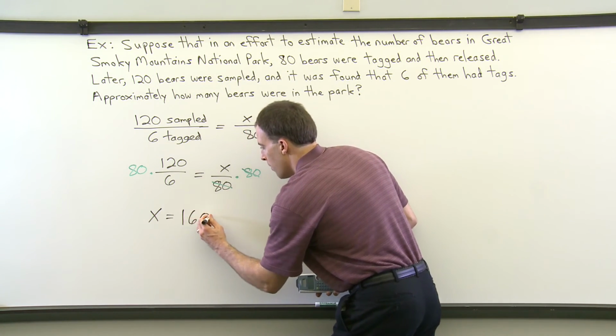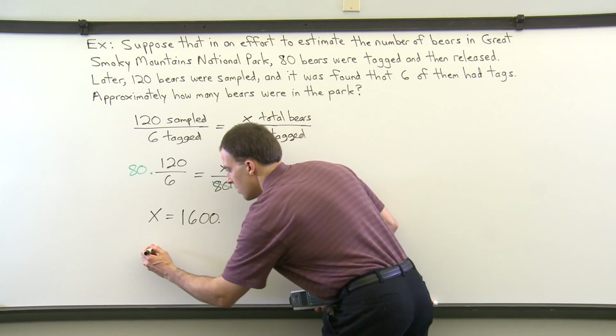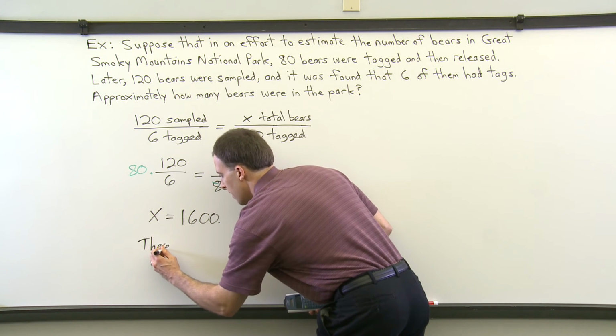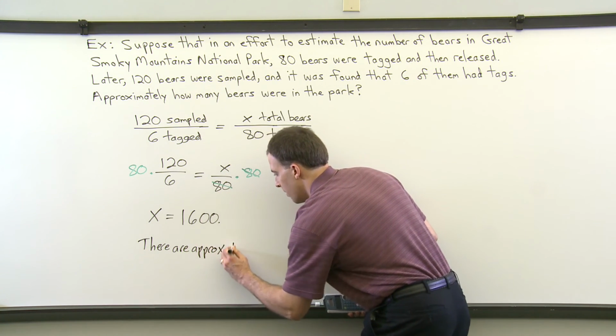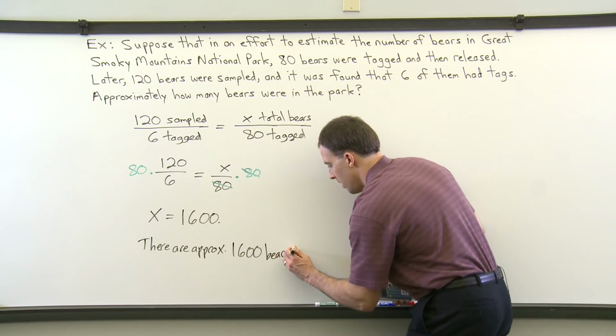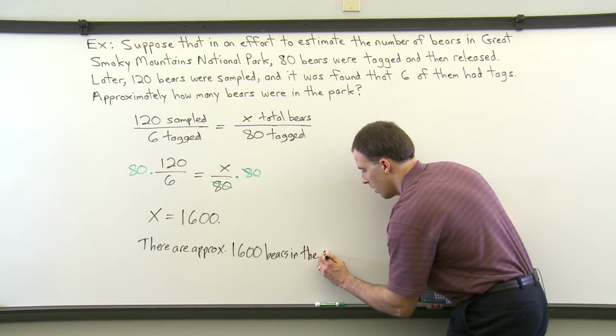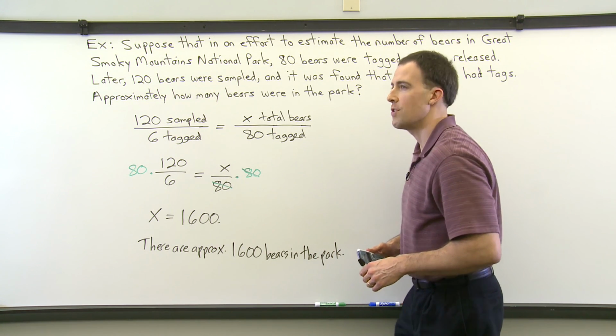So there are approximately 1,600 bears in the park according to this calculation, and you could write it as a sentence here. There are approximately 1,600 bears in the park. So there was an example of an application of a proportion.